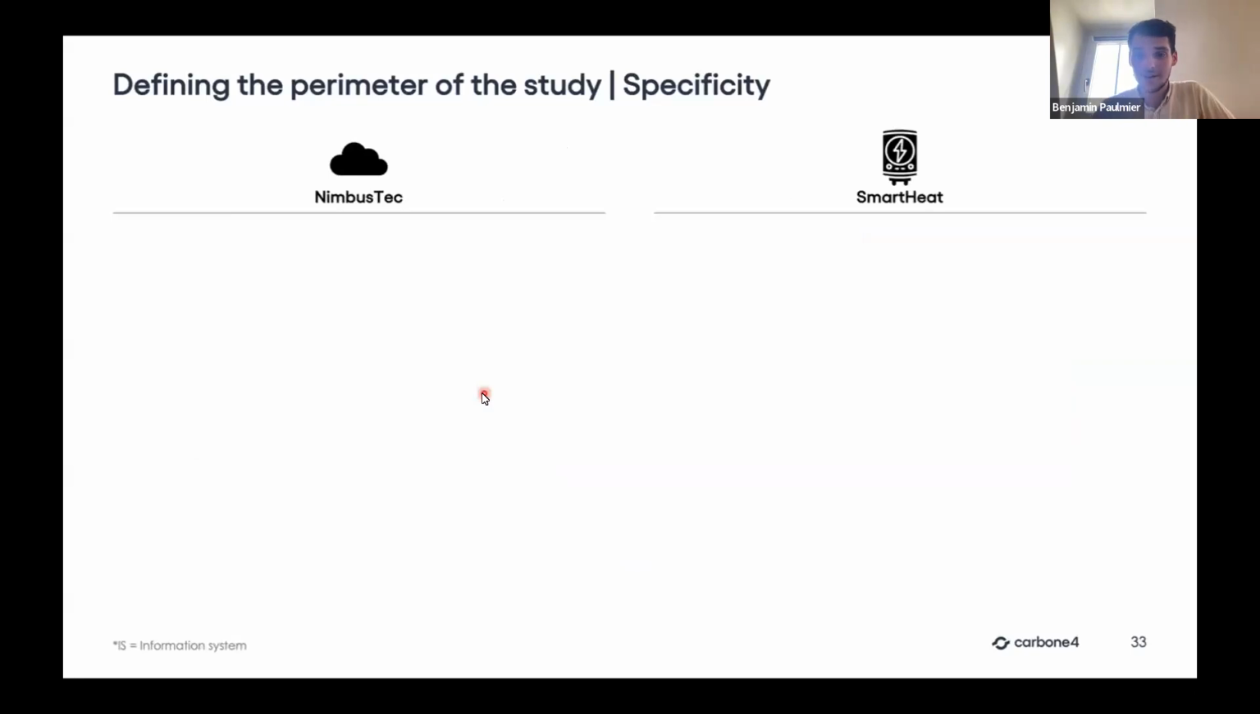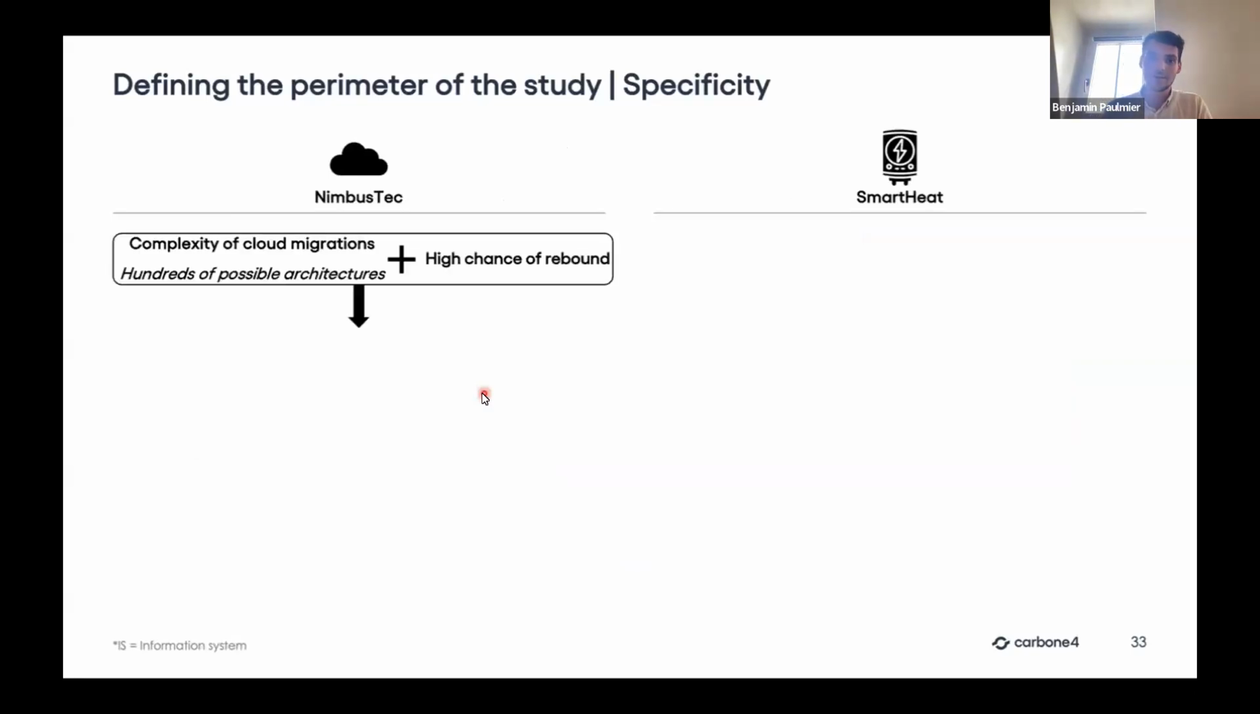Why did we make these choices? So this is illustrated throughout the report, but for cloud services, for example, cloud solutions, the fact that a cloud migration is very complex and there's many architectures to choose from, many services to choose from, so many ways to complete a cloud migration, coupled with the fact that it's easy to use, it's scalable, so there's a very high chance of rebound effect. This has led us to impose Nimbus Tech to choose the highest level of specificity possible for their avoided emissions claims.